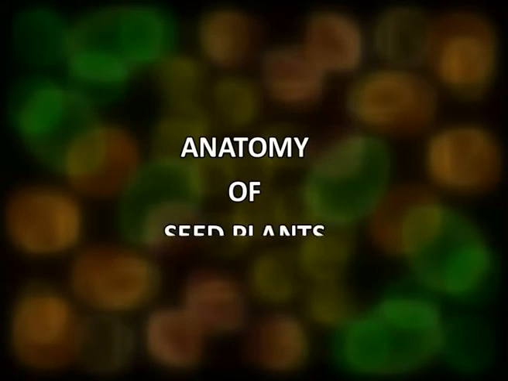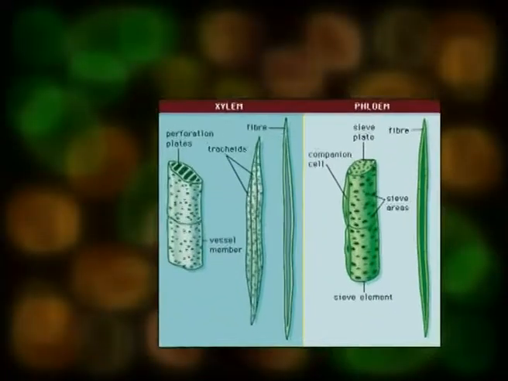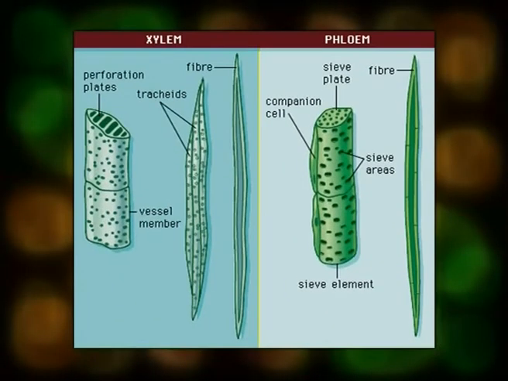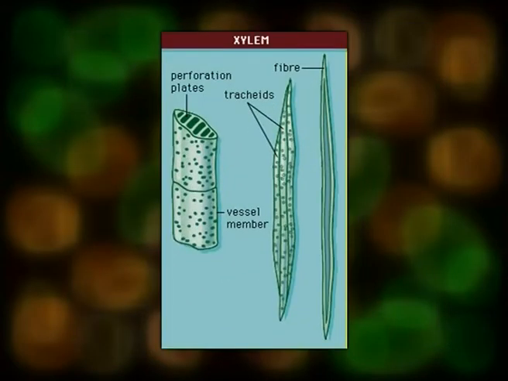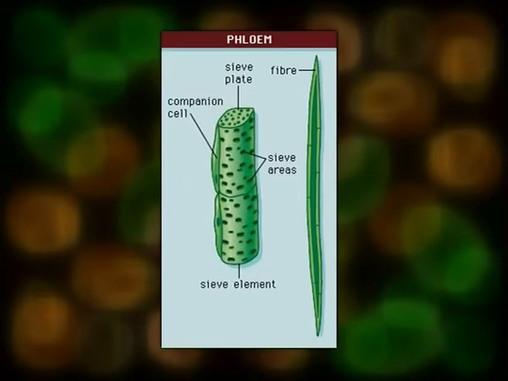Now, we will discuss anatomy of seed plants. All seed plants have a well-developed tissue system. Vascular tissues called xylem and phloem are present in all seed plants. Xylem gives mechanical support to the plants and conducts water and minerals, while phloem is meant for the translocation of organic food. On the basis of the presence of vascular tissues, they are also called tracheophytes.